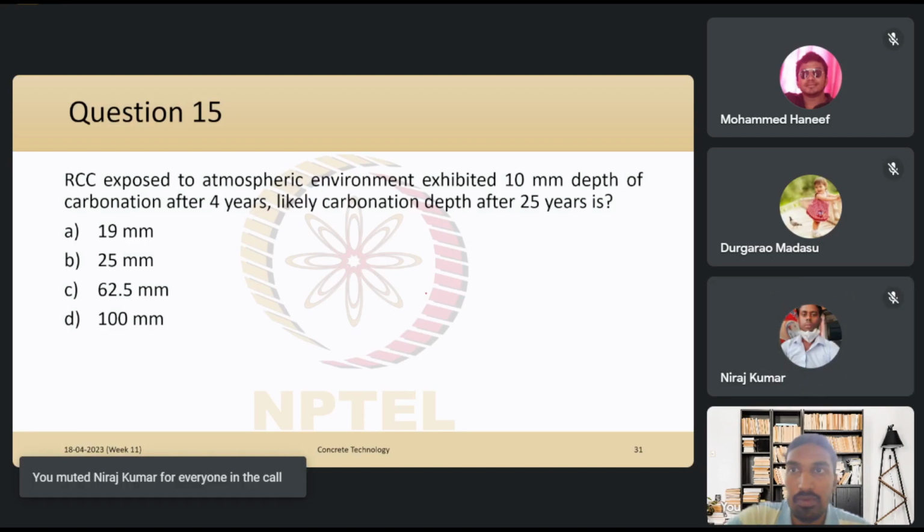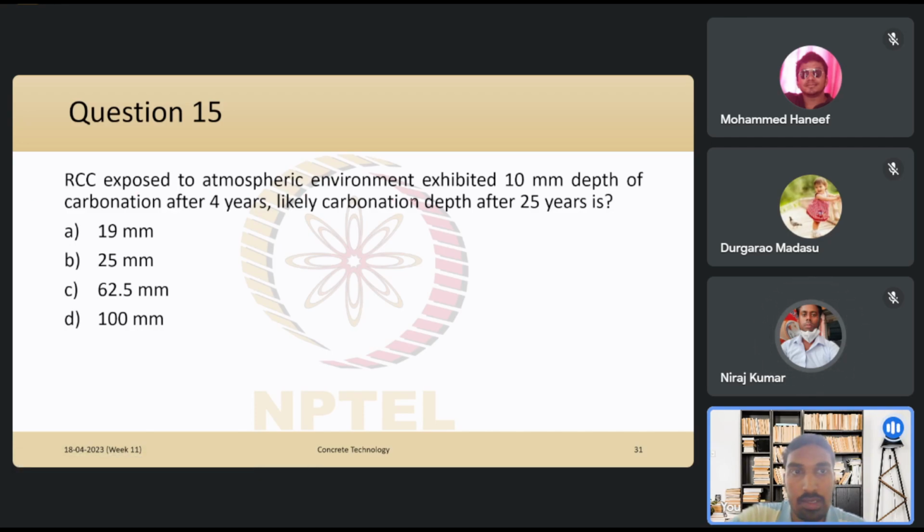Okay, so question number 15, it's a numerical problem. RCC exposed to atmospheric environment exhibited 10 mm depth of carbonation after 4 years. What is the likely carbonation depth after 25 years? So the options are 19 mm, 25 mm, 62.5 mm and 100 mm.